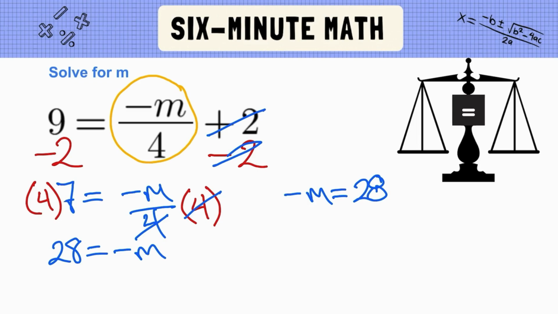And I'm going to show you a little tip here. If you have a negative variable and want to make it positive, all we're going to do is divide by negative 1. But if you do it on one side of the equal sign, you have to maintain your balance by doing it on the other. Negative m divided by negative 1 makes the variable a positive, and 28 divided by negative 1 is negative 28.